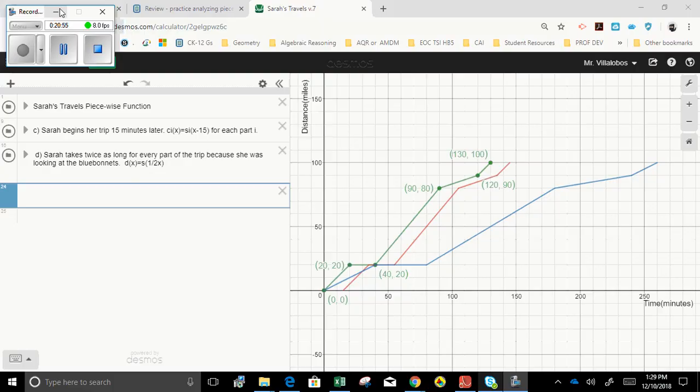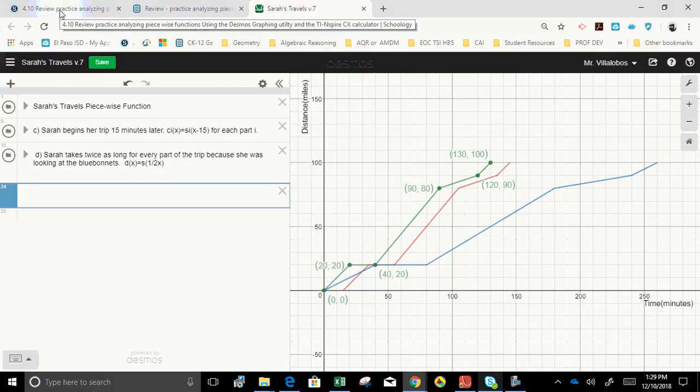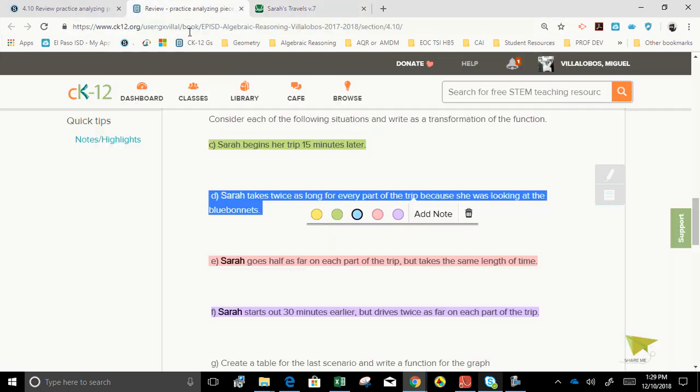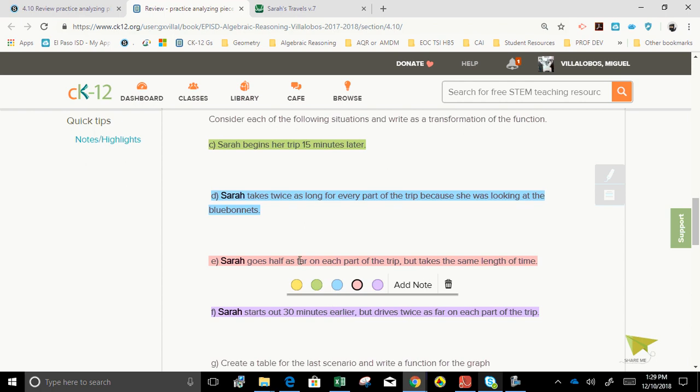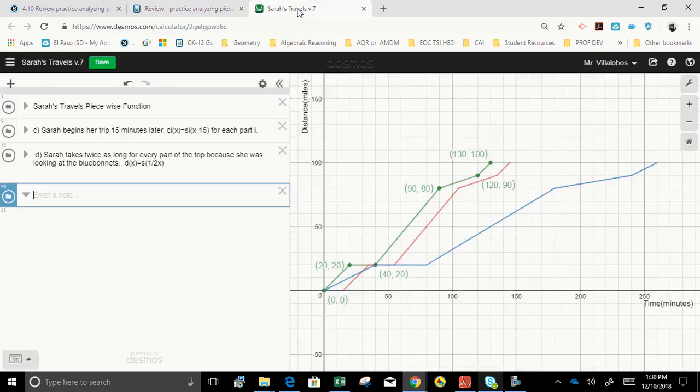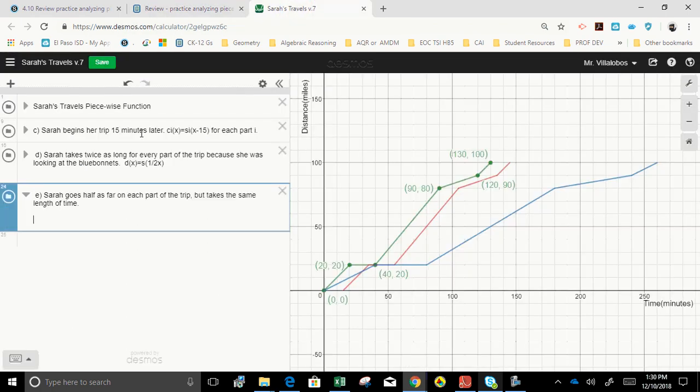Okay, so closing that folder, we are now going to add another folder and do the next part, which says Sarah starts 30 minutes earlier but drives twice as far. No, wait a minute. Sarah goes half as far on the trip but takes the same time. If she takes the same time, do I mess with the X?